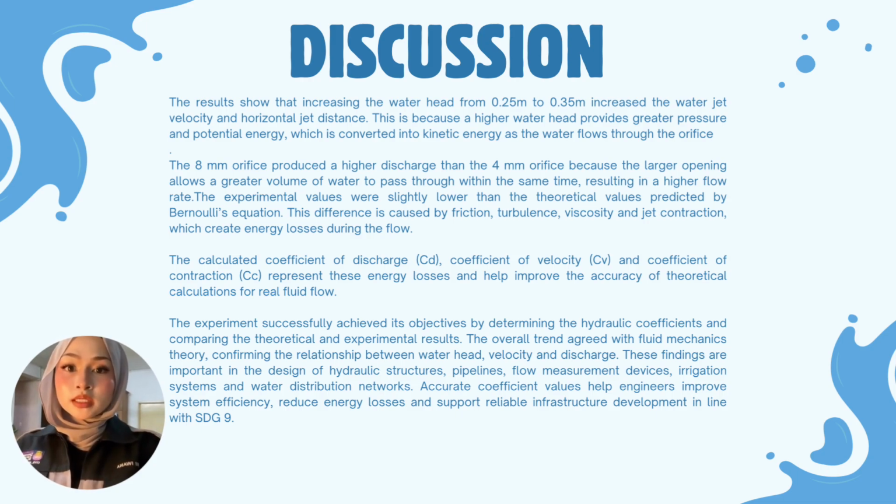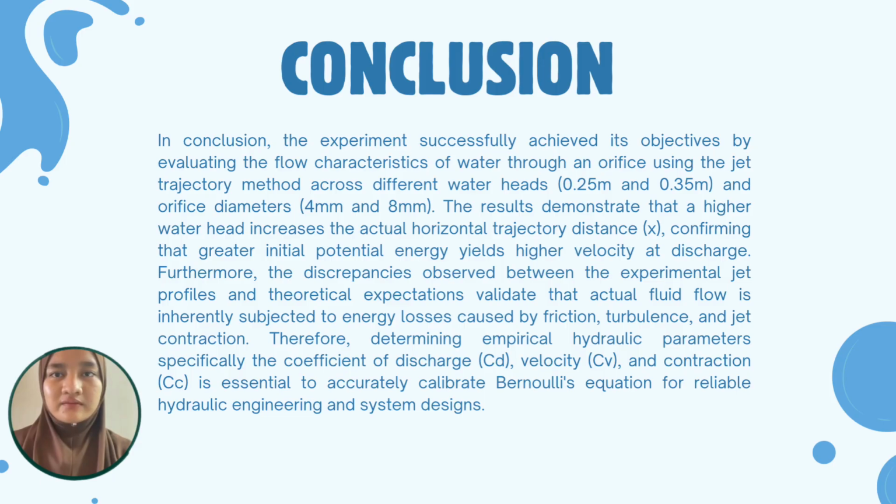The experiment successfully achieved its objective by determining the hydraulic coefficients and comparing the theoretical and experimental results. The overall trend agreed with fluid mechanics theory, confirming the relationship between water head, velocity, and discharge. These findings are important in the design of hydraulic structures, pipeline flow measurement devices, irrigation systems, and water distribution networks. Accurate coefficient values help engineers improve system efficiency, reduce energy losses, and support reliable infrastructure development in line with SDG 9.